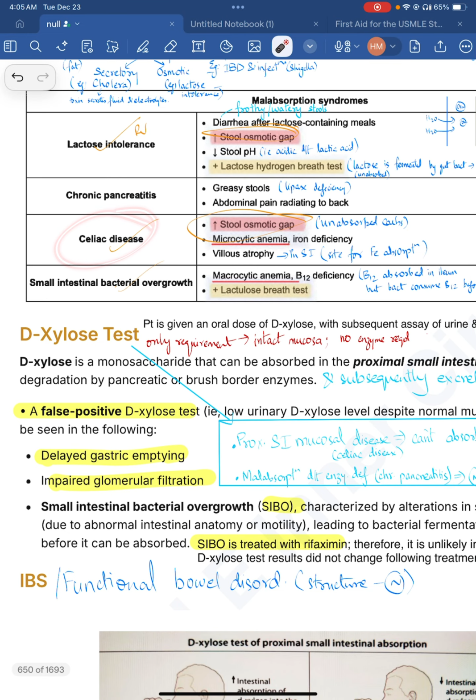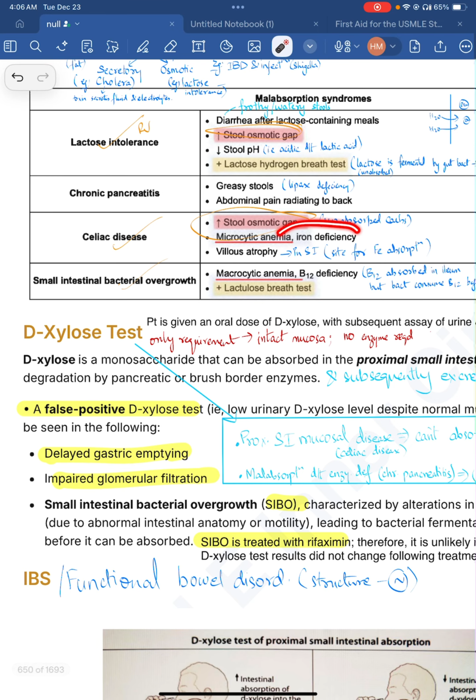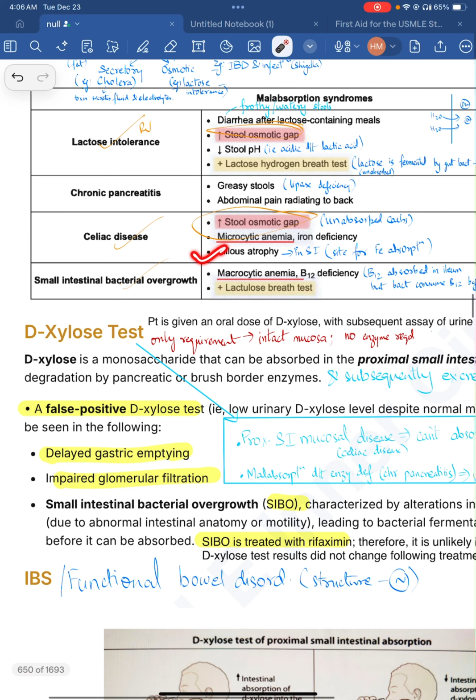What about celiac disease? In celiac disease, you have small intestine villus atrophy. Now, iron is absorbed in the small intestine. That will lead to iron deficiency anemia, which will cause microcytic anemia. Villus atrophy, iron deficiency, microcytic anemia. And you have an increased stool osmotic gap.